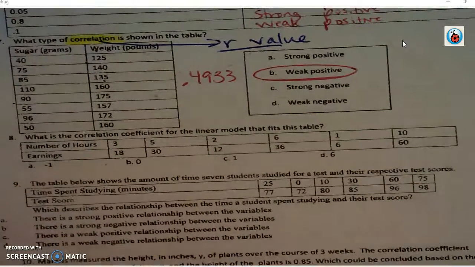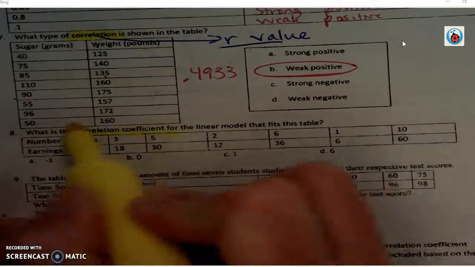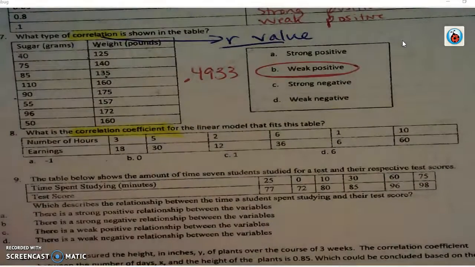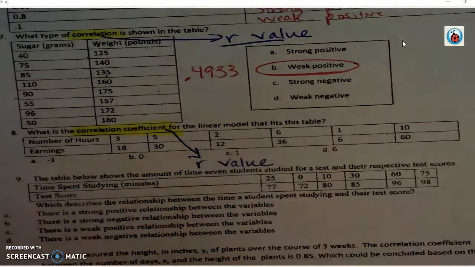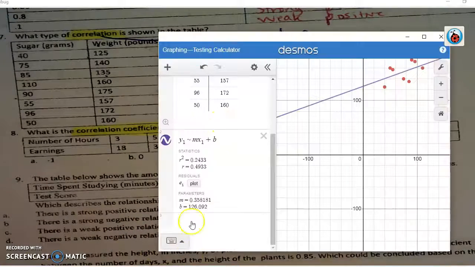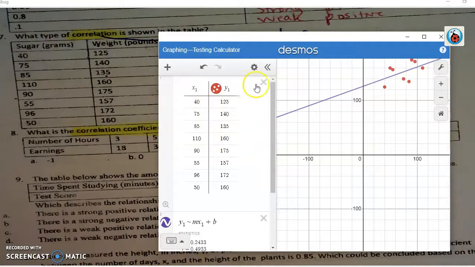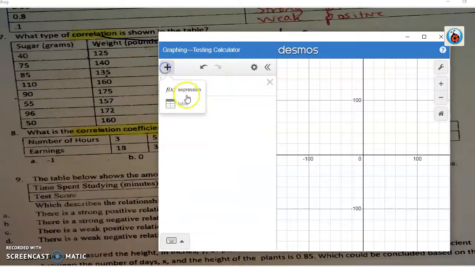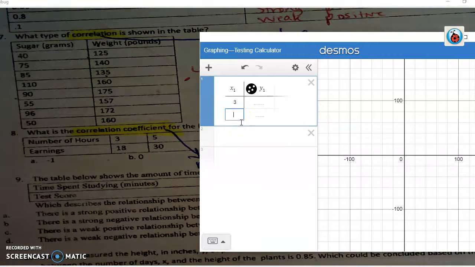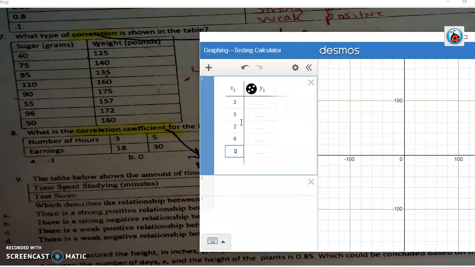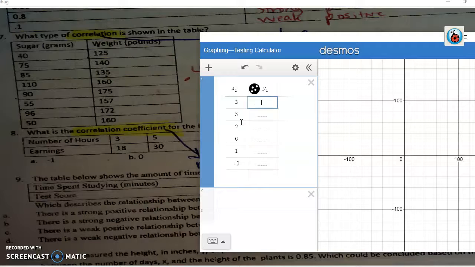Number 8, what is the correlation coefficient for the linear model that fits this table? So the correlation coefficient, that is your R value. So I'm going to put this one in Desmos as well. And I'm going to go ahead and exit this out to show you once again how to do it from scratch. So my X values are 3, 5, 2, 6, 1, and 10. And my Y values are 18, 30, 12, 36, 6, and 60.